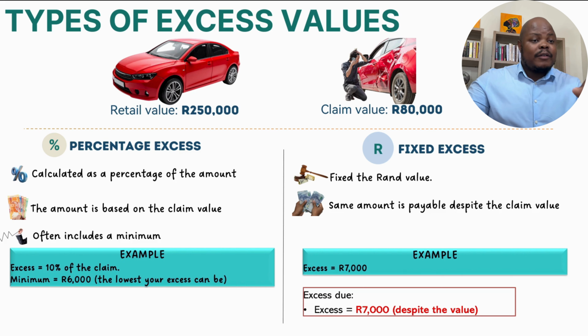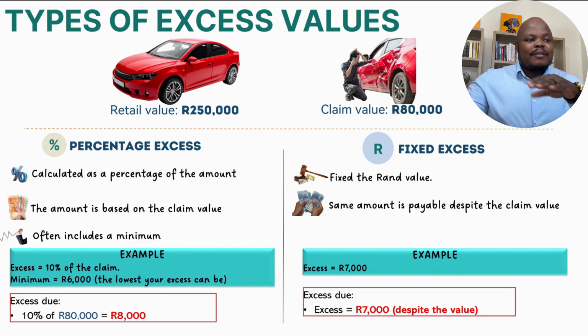So let's make an example on the very same loss of 80,000 rand. This means that you will pay 10% of that 80,000 rand, which is the loss. And that means your excess will be 8,000 rand.